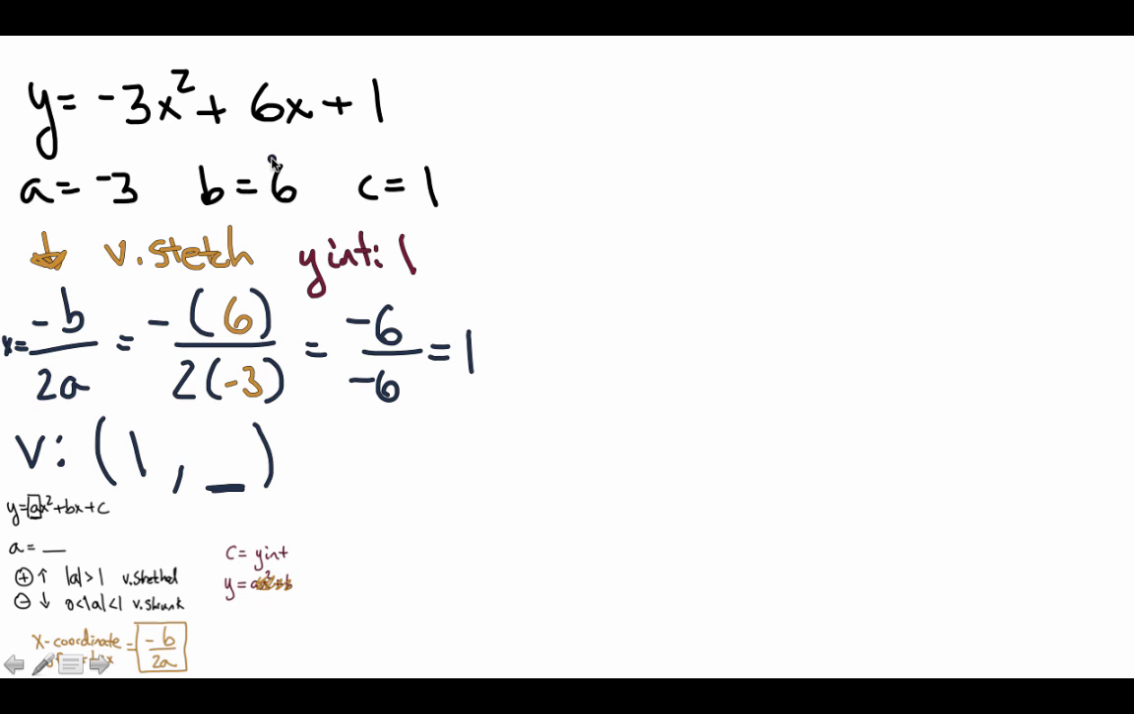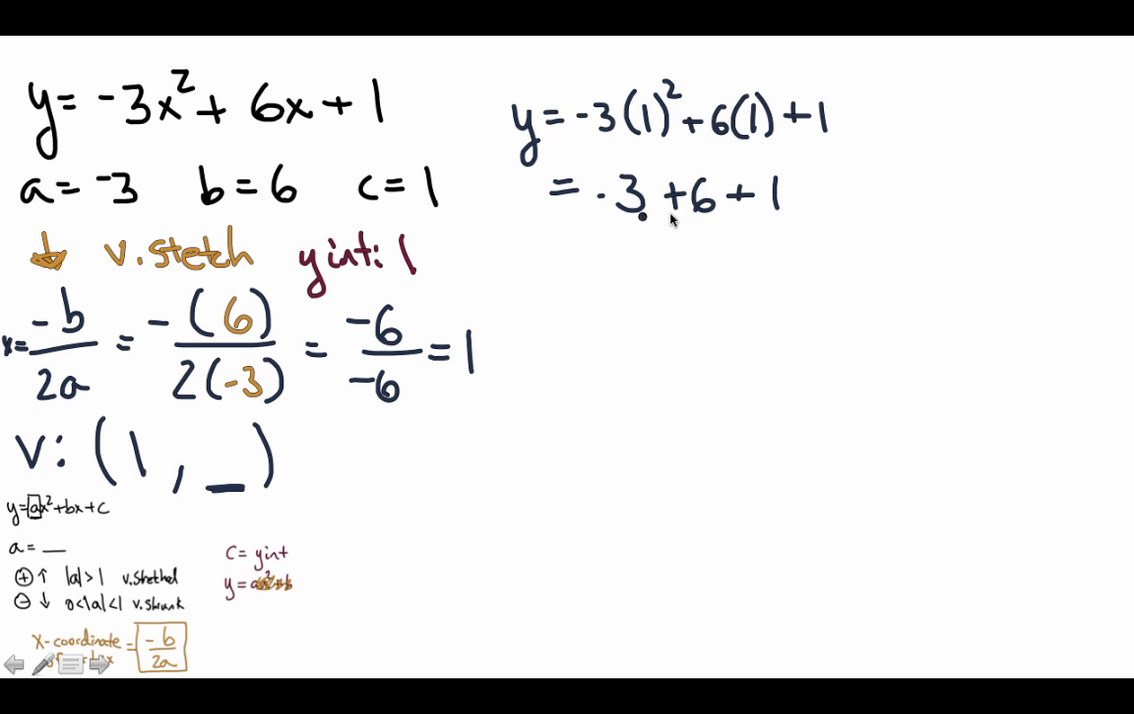The way I find the y-coordinate is I just plug in 1 for x up here. So I get y equals negative 3 times 1 squared plus 6 times 1 plus 1. So that would be 1 squared, which is 1, times negative 3, 1 times 6, which is 6, plus 1. Negative 3 plus 6 is 3. 3 plus 1 is 4. And now I know the vertex is at 1, 4.